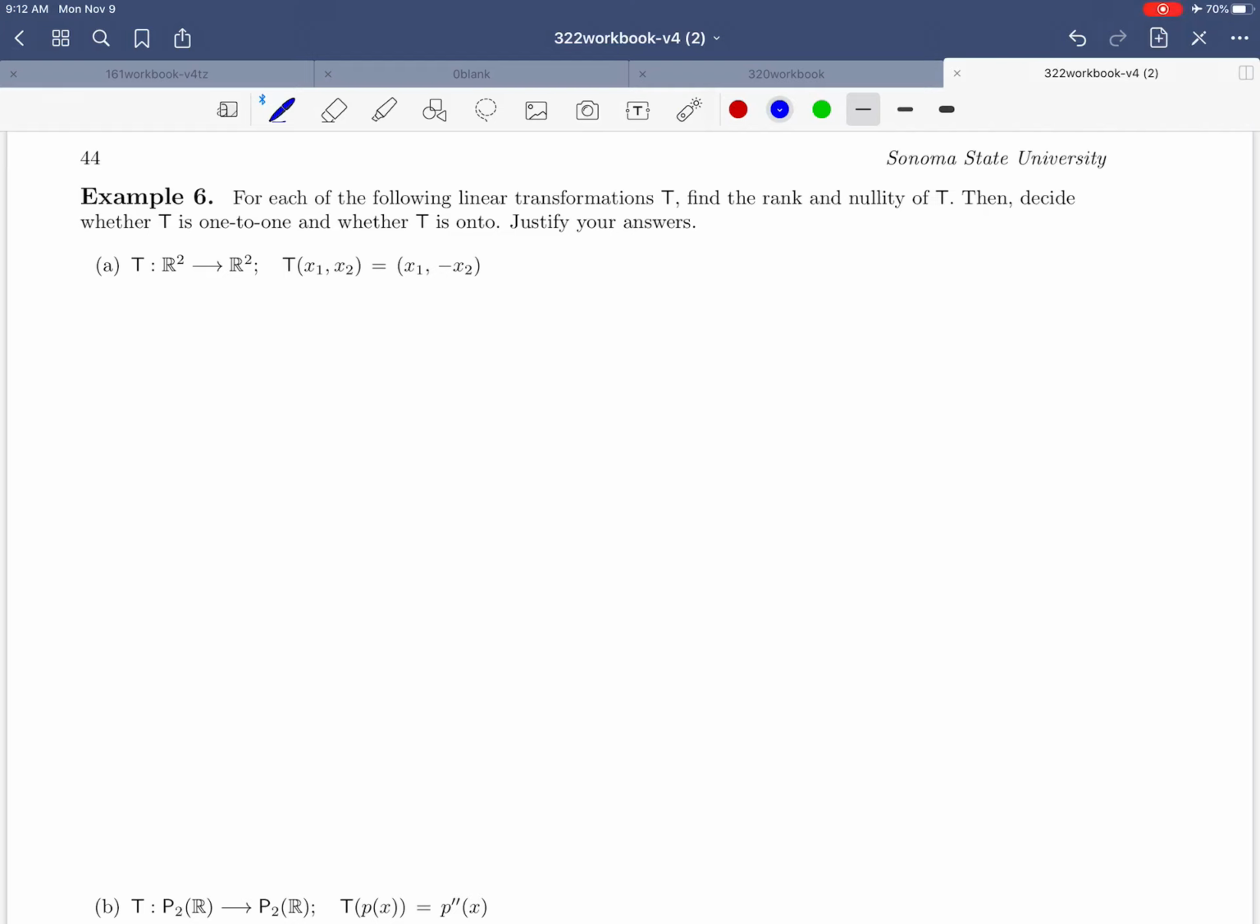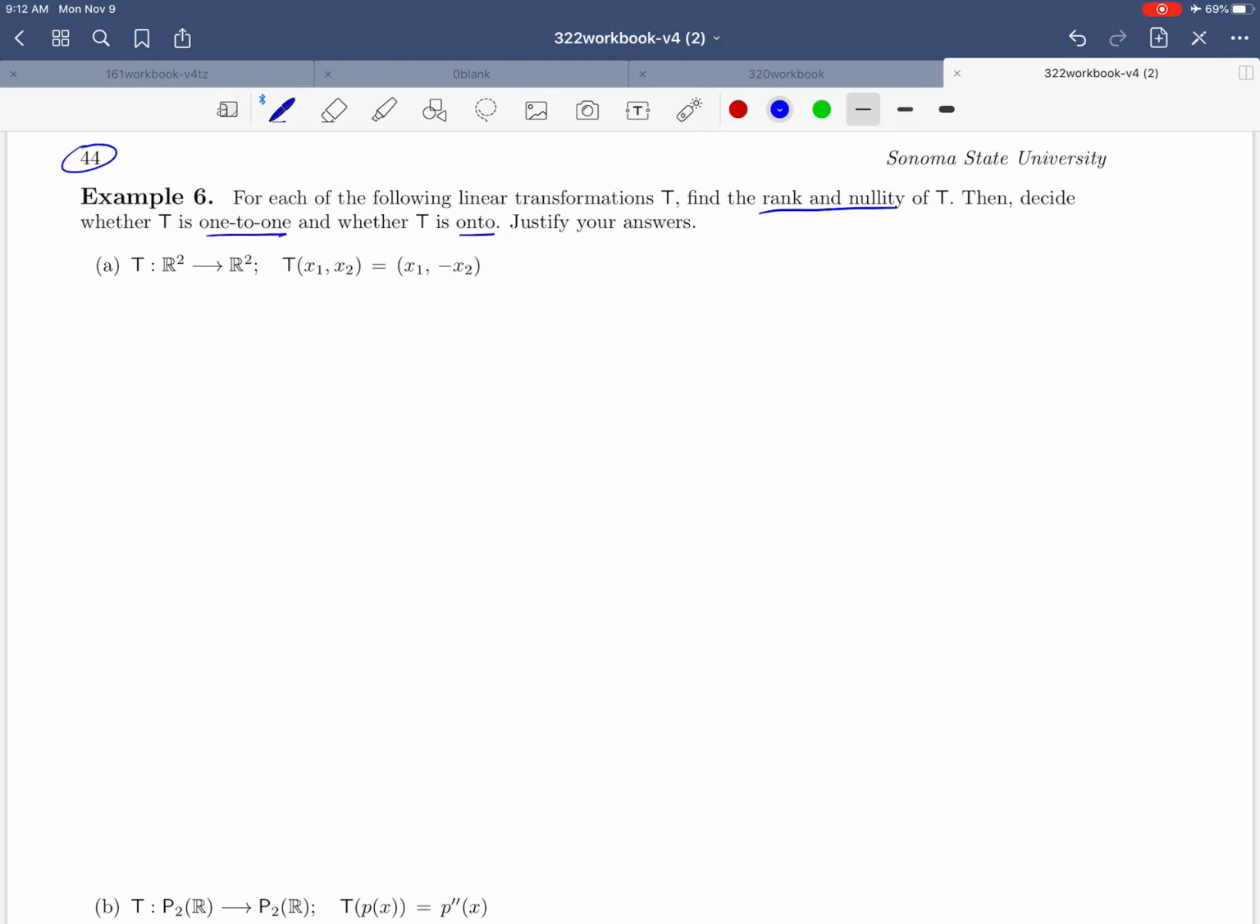Hi everybody, and welcome to example 6 on page 44 of the workbook. Let's take a minute to read this example together. So for each of the following linear transformations T, we'd like to find the rank and the nullity of T, and then to decide whether T is 1-to-1 and whether it's onto.